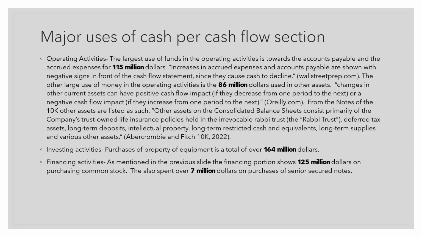Under investing activities, purchases of property and equipment is a total of over $164 million, and for financing activities, as mentioned in the previous slides, they show $125 million on purchasing common stock, and they spent $7 million on purchasing of senior secured notes. So each of those ideally would pay back in the future.